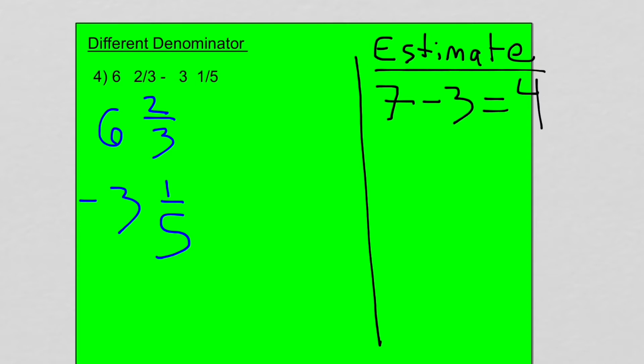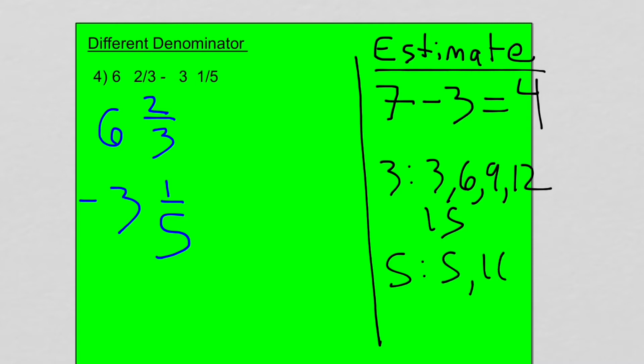Now the exact answer, we need to find the lowest common denominator of 3 and 5. Well, if you can do that by mental math, great. The lowest common denominator is 15. But if you can't, you'll want to have some scrap paper, and you'll want to skip count like we've done many times. 3, 6, 9, 12, 15, and 5, 10, 15. So the lowest common denominator is 15.